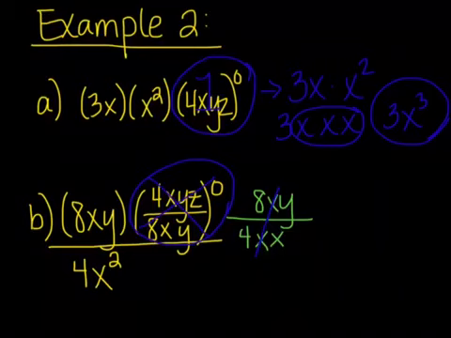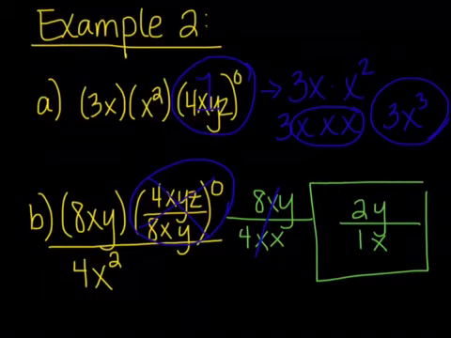8 over 4, I could cut both in half, or I could realize that 4 comes out of both. If I take 4 out of 8, I'll get 2. If I take 4 out of 4, I get 1. I'm left with a y on top and an x on the bottom. And this would be my final simplified answer.